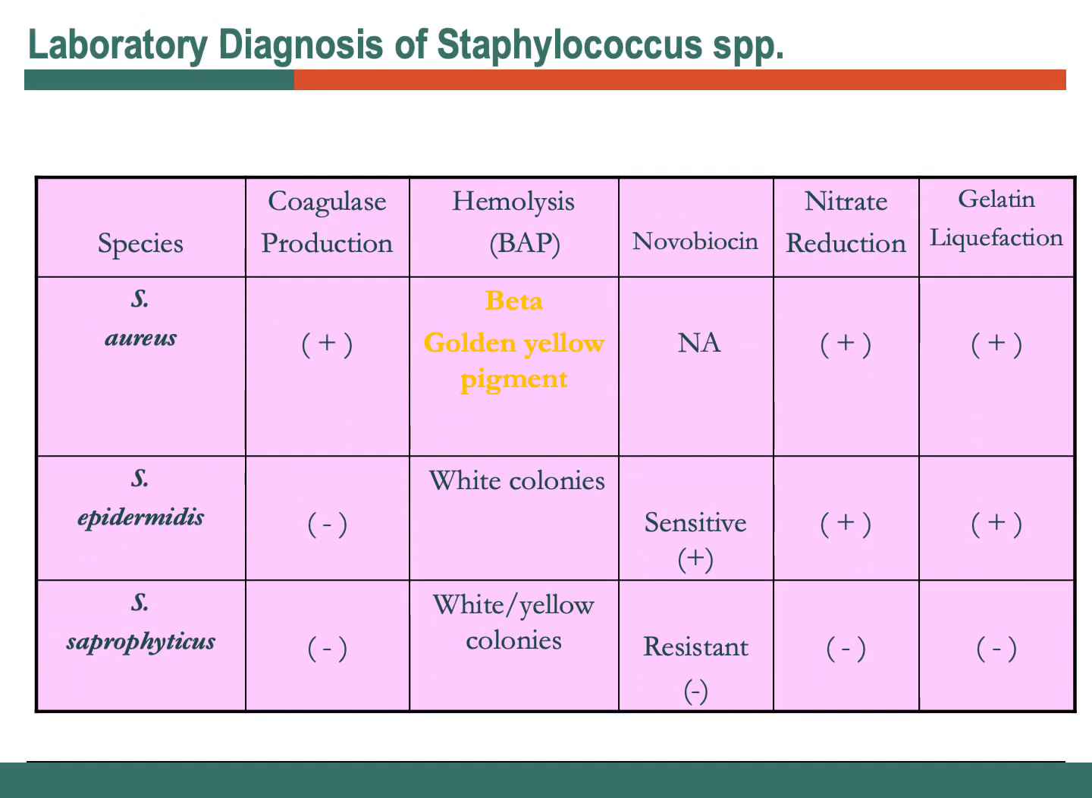So the table here, class, summarizes the three most important or the three common species under Staphylococcus in association with their laboratory diagnosis. So please do familiarize yourself with this table.